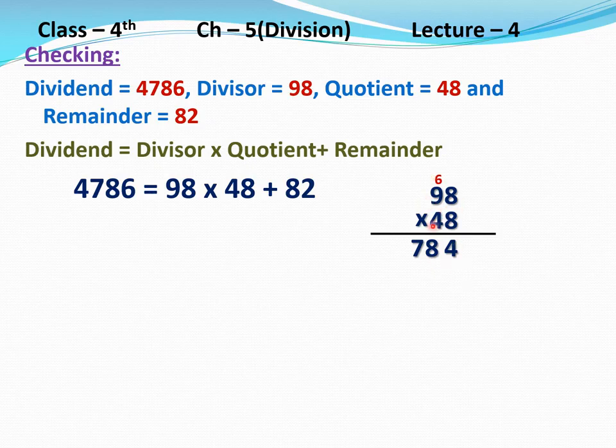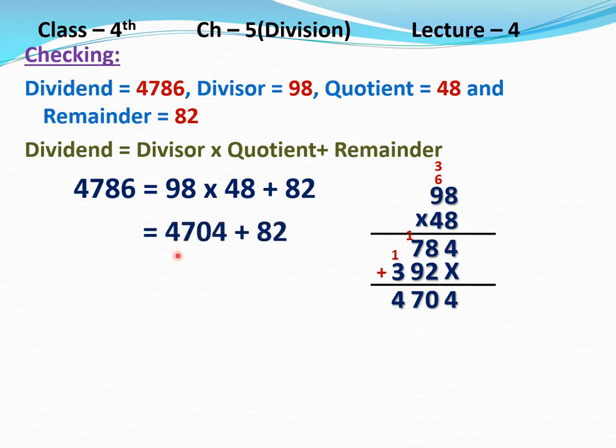Now multiply 98 by 4. See, 4 8s are 32, write 2 here and 3 carry. 4 9s are 36 plus 3, 39, right? 39 here. Now we will do addition. Write 4 here. 8 plus 2, 10. Write 0 here and 1 carry. 1 plus 7, 8. 8 plus 9, 17. Write 7 here and 1 carry. 1 plus 3, 4. Write 4 here. 98 multiplied by 48 is equal to 4704.